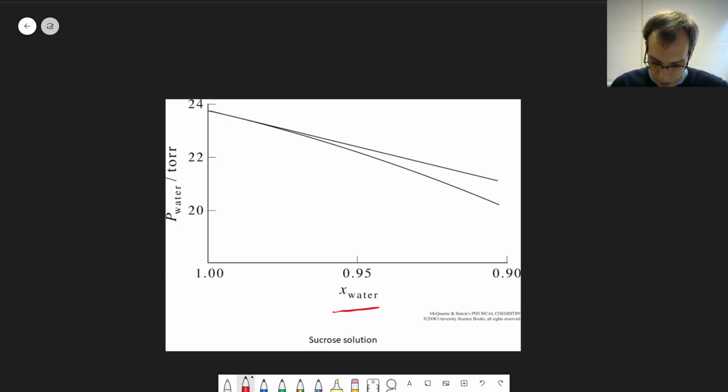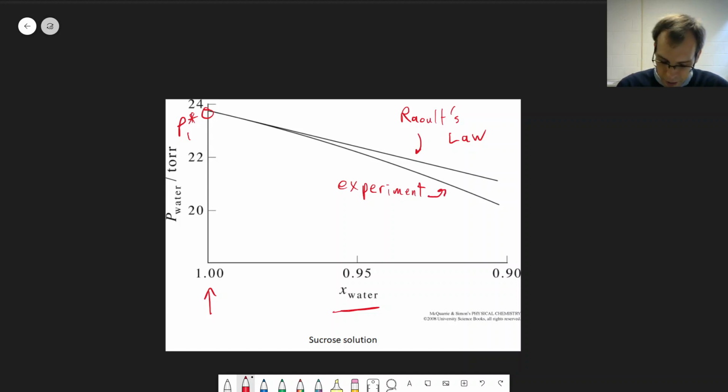Over here on the left we have pure water, and this has a specific value of the vapor pressure. This is our P1 star, because 1 is always our solvent here. And the line here on the top is the Raoult's law behavior, so this is our linear behavior. And the line on the bottom is experimental data.